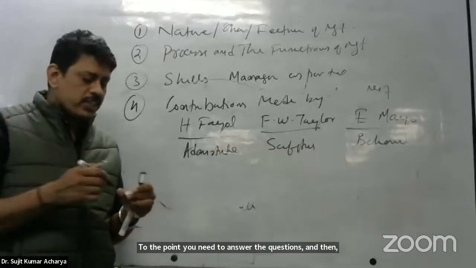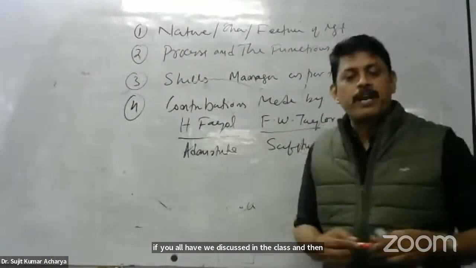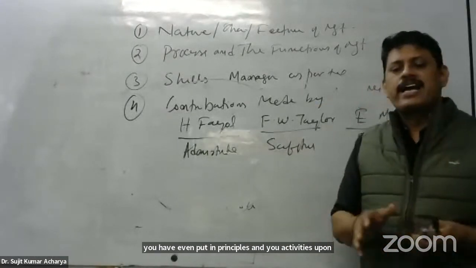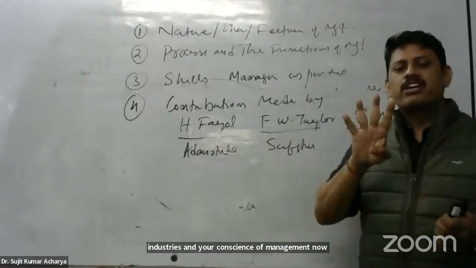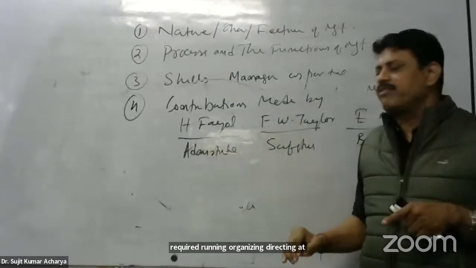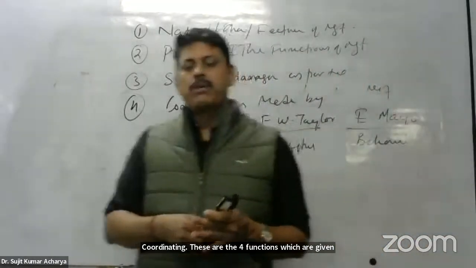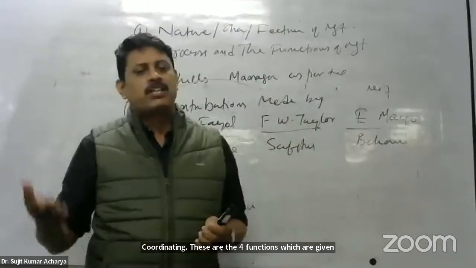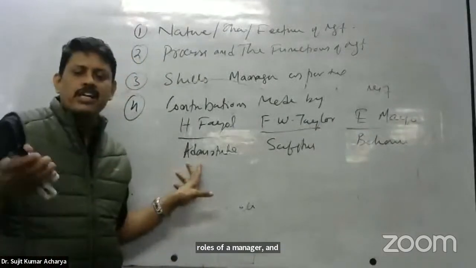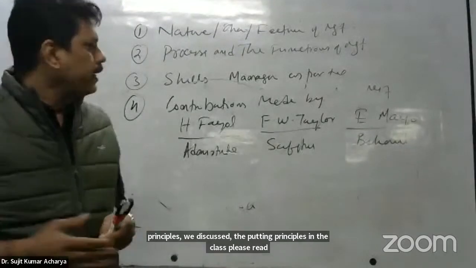Henry Fayol, we discussed in the class, had given 14 principles, and the activities of an industry and the functions of management. He identified 4 basic functions required: planning, organizing, directing and coordinating. These are the 4 functions given by Henry Fayol. And Henry Fayol has also elaborated the skills of a manager, the roles of a manager, and he had also given the 14 principles. We discussed the 14 principles in the class. Please read, that is there in the book.